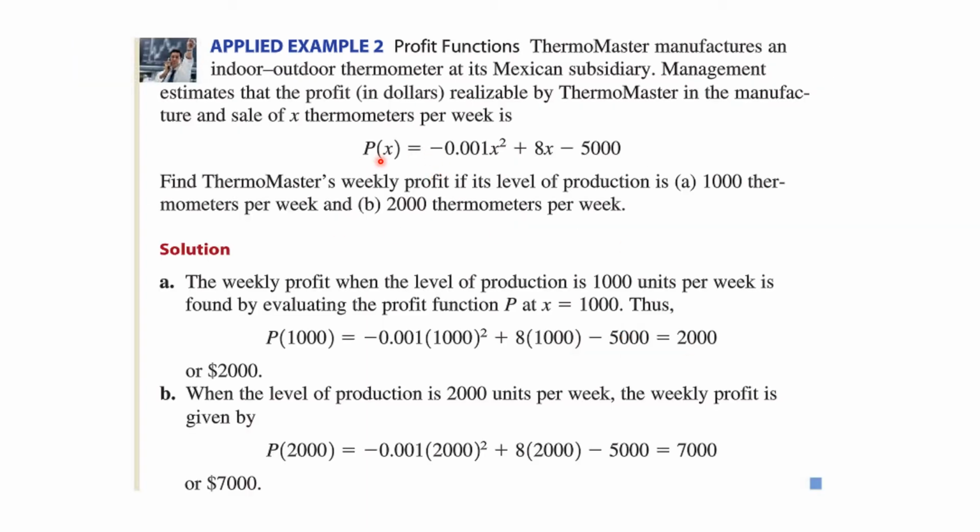Let's see how you did. So when you take this function, you're going to plug in 1,000 and 2,000, and you'll get 7,000 as the answer to B and 2,000 for the answer to A.